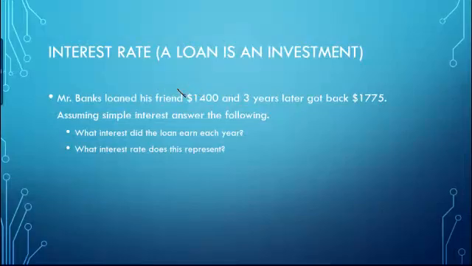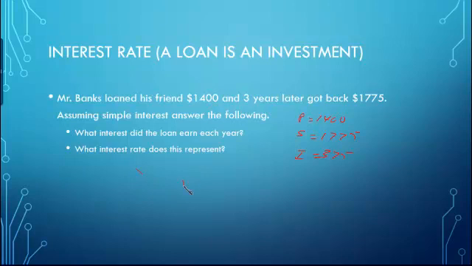In this example, we have that Mr. Banks loaned his friend $1,400, so the principal is $1,400, and 3 years later got back $1,775. So the interest for those 3 years then is $375. So how do we calculate the interest rate? Well, first we have to find the interest for a year, because what we want to calculate is the annual interest rate. It doesn't say it here, but this is the annual interest rate.